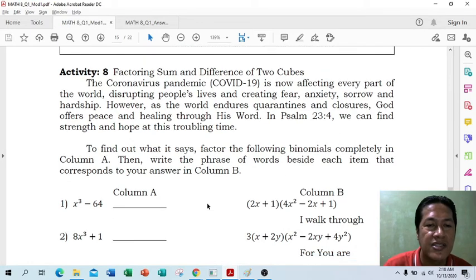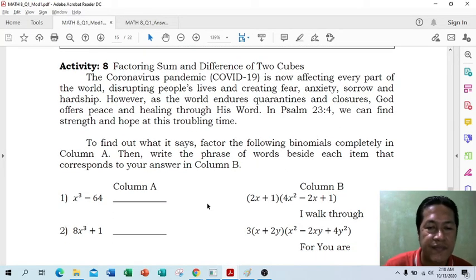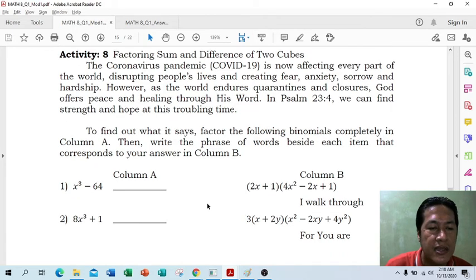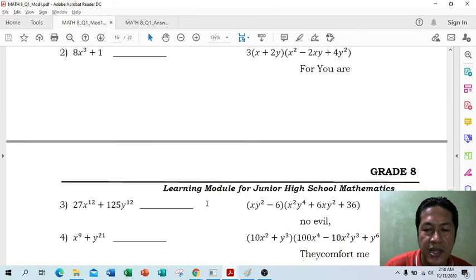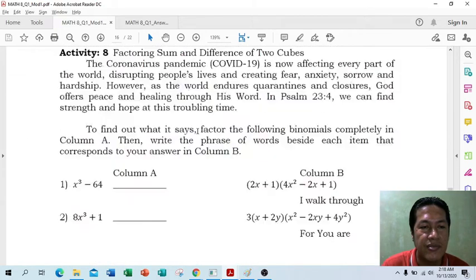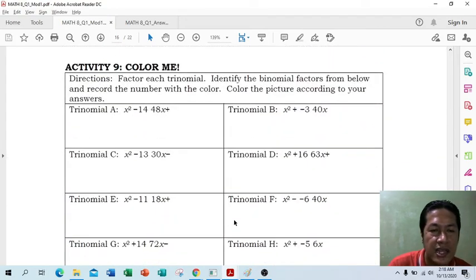Okay, activity 8. Factoring sum and difference of 2 squares. May kaparehan niya dito. Cube. X, so may given na 4. X plus 4. May tatag X plus 4 diya. Diyan na X minus 4. Number 1.